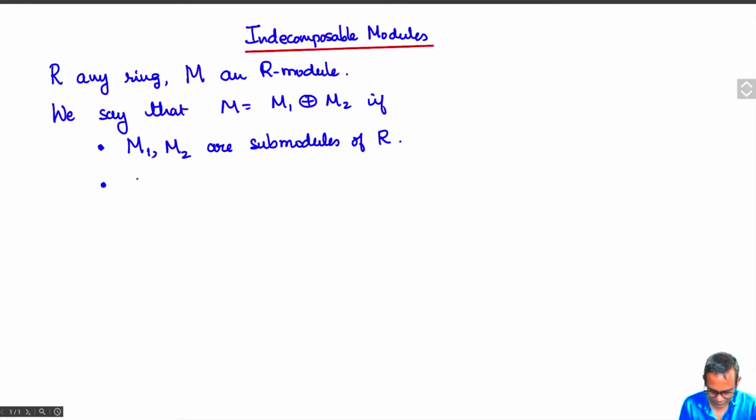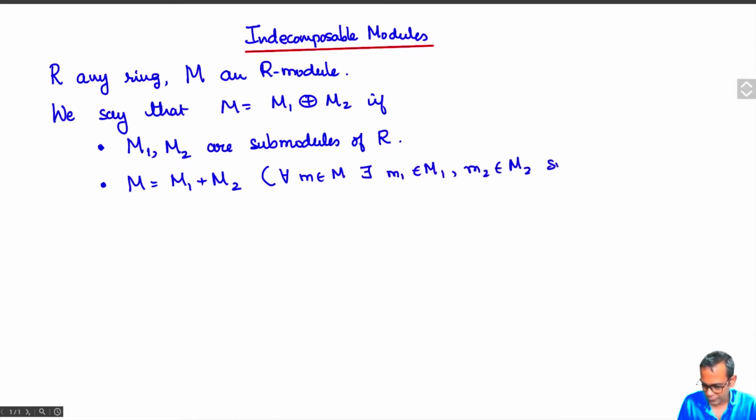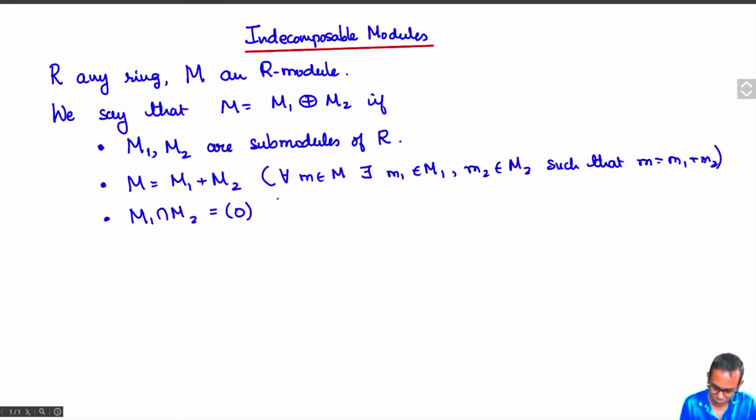Then the second condition is that M is equal to M1 plus M2 as an abelian group. So what this means is that for every m in M, there exist m1 in M1, m2 in M2, such that m is equal to m1 plus m2. Every element of M can be written as a sum of an element of M1 and an element of M2. And the third condition is that M1 intersect M2 is the trivial module. And this is equivalent to saying that the decomposition M equals M1 plus M2 is unique.